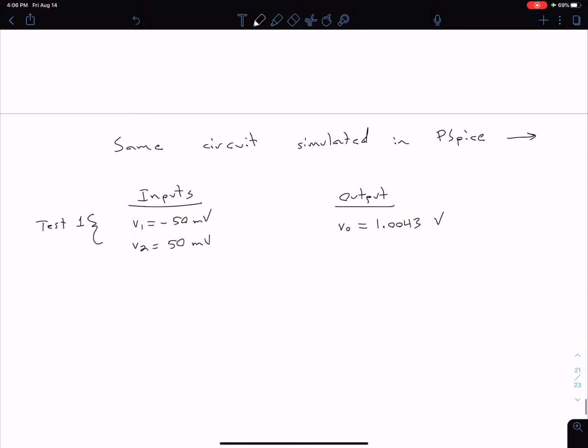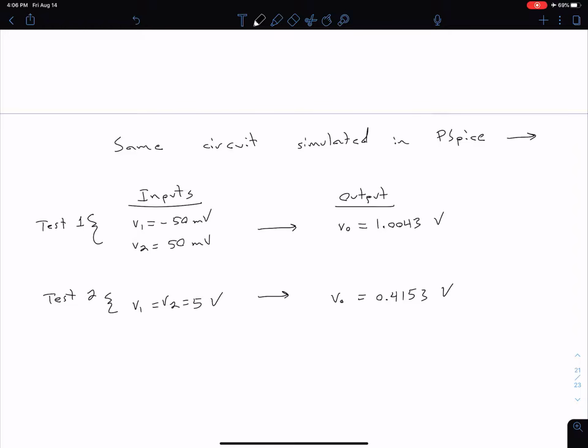We then do a second test case where we have V1 equals V2 equals 5 volts. In this test 2 scenario, this is our test 2 input, we find that our output is Vout equals 0.4153 volts. So this is a good opportunity, again, if you want to pause the video and try to think about how to approach this yourself. I would encourage you to do that.